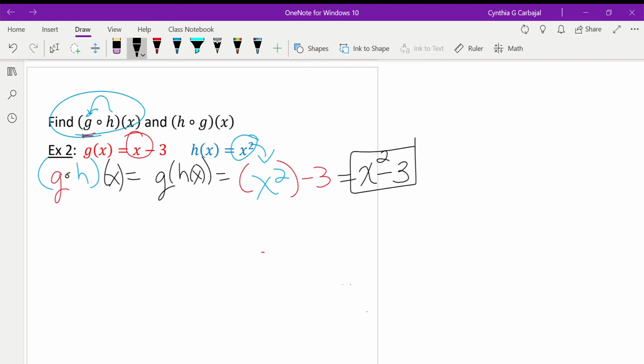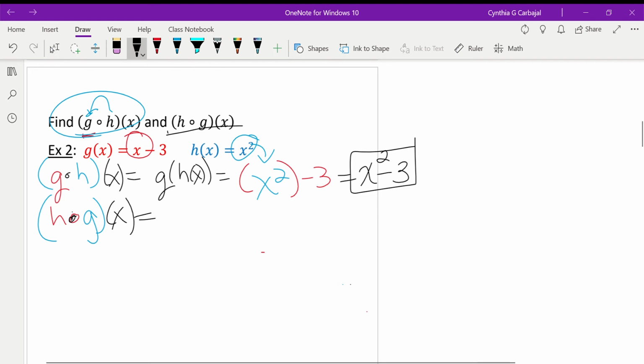Alright, now let's do the second part of this. Now we're going to do h of g of x. So I'm going to put h with the little circle of g of x. And then I like writing it how it looks this way. So I'm going to start with the h function, and inside the h function is going to go the g function. So let's start. The h function is x squared.